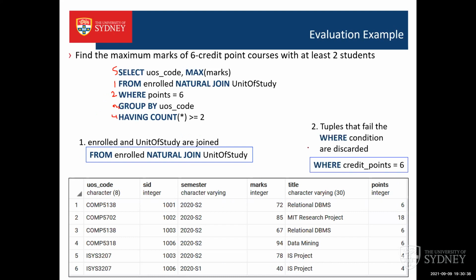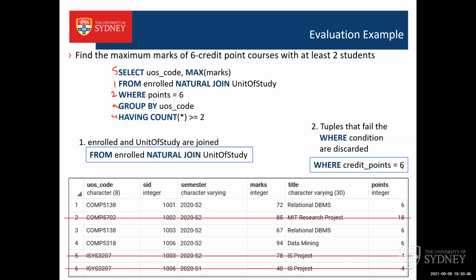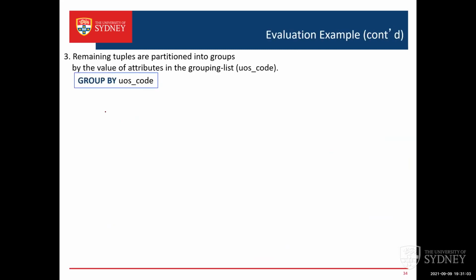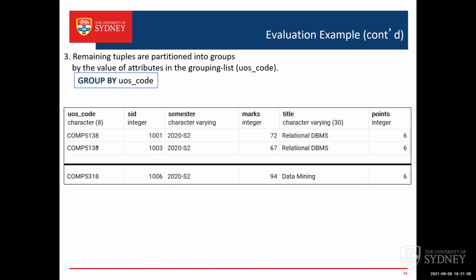Second, it will go to WHERE credit point equals 6. So it will only keep rows where credit point equals 6. All the other rows will be removed. In these three cases, we have 6 credit points. All the cases that do not match this condition are gone. Next, it will go to GROUP BY, based on unit of study code. GROUP BY will only group those 3 rows which are left, so 5138 will be in one group, and 531 will be in a different group.